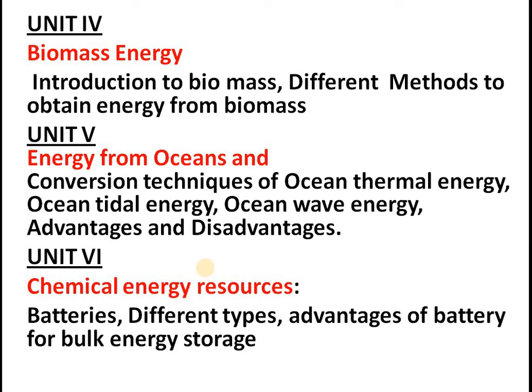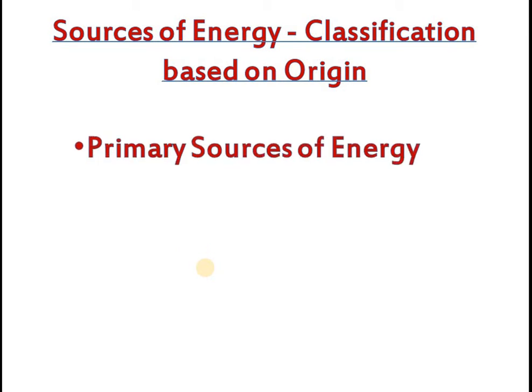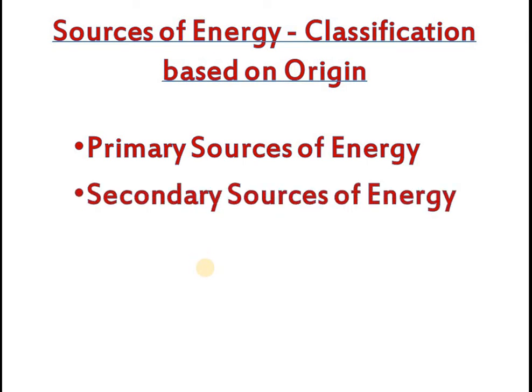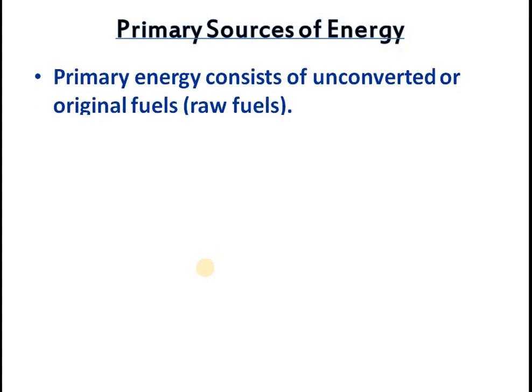So this is the description of the entire syllabus in a nutshell. And finally, you have this classification. This is yet another classification of energy on the basis of origin, or you can say the basis of production. The first one is called primary sources of energy, and the second is secondary sources of energy. Let us look first at primary. What is meant by a primary source of energy?